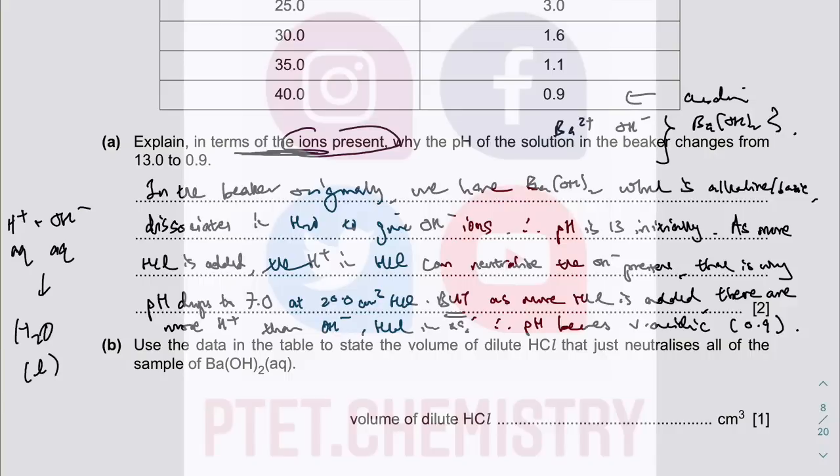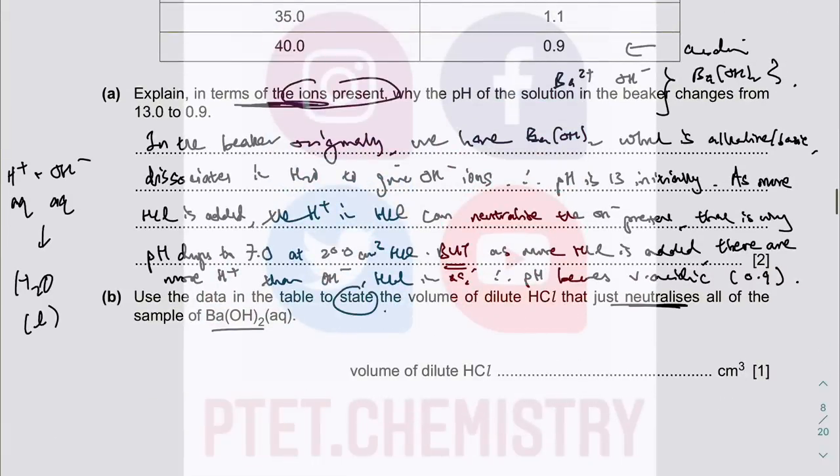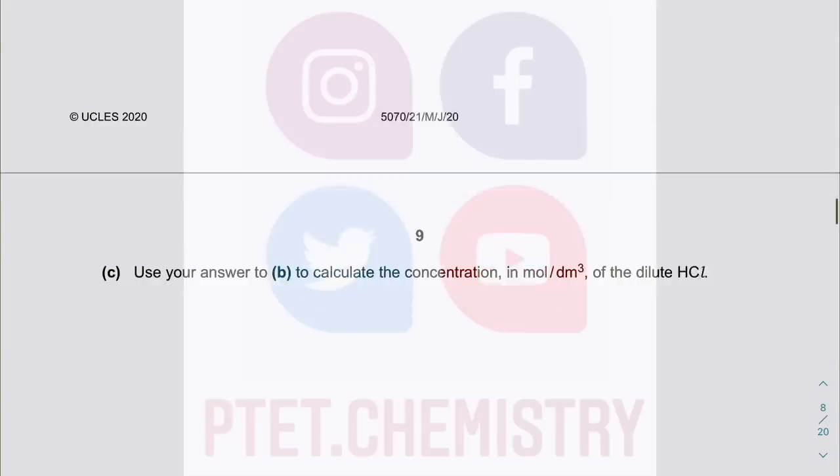And then what happened is beyond the end point, where the H plus concentration is equal to the OH minus concentration, you don't get an acidic or basic regime at neutral pH. But you keep on adding more HCl, and by then there's more H plus than OH minus, so it becomes acidic. You want it to just neutralize everything there. That's where the pH gets to 7, so there's 20.0. You are just stating, you are not calculating. So 20.0 cm cube of HCl.